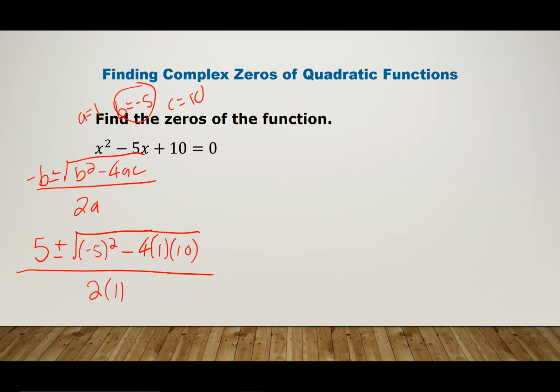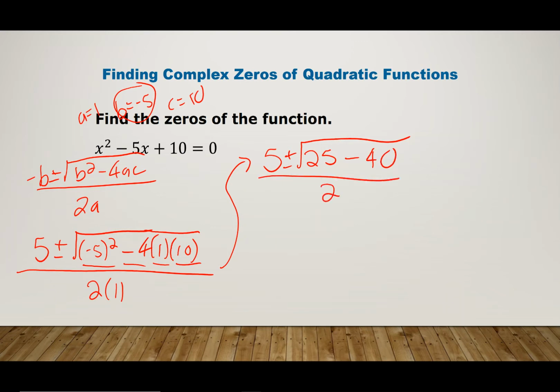So I've plugged in all my numbers: b, a, and c. Now I'm going to simplify. It's going to take a little bit of a process, but let's start with the inside of the radical. The negative 5 squared, negative 5 times negative 5, is positive 25. I'm not changing the 5 plus or minus yet. I'm just worried about the inside of the radical. So this becomes 25, now minus 4 times 1 times 10. Negative 4 times 1 times 10 is negative 40. So I'm going to have 25 minus 40 there, and all divided by 2 times 1, which is 2.